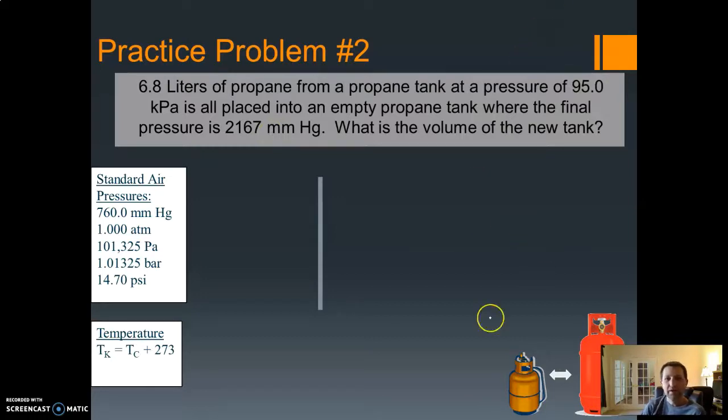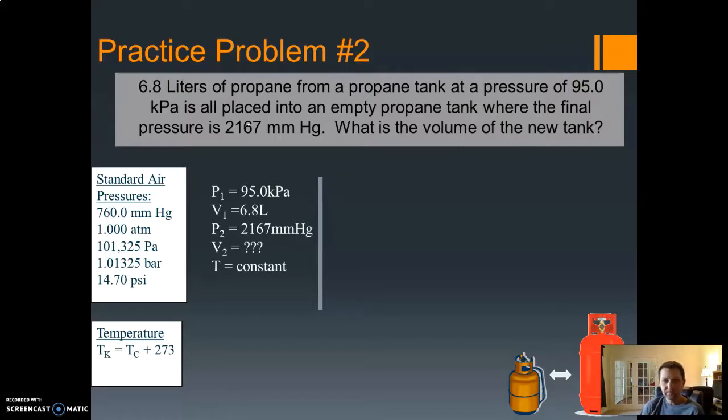All right, so we have the propane in this tank going into this tank. We want to find out what the new volume of that tank is. So let's make our data table. Our P1, 95.0 kPa. Our V1, 6.8 liters. And we keep reading, and our new pressure is 2167 mmHg. So P2 is 2167 mmHg. It says, what's the new volume? We don't know. It's our question mark. And our temperature is constant again.